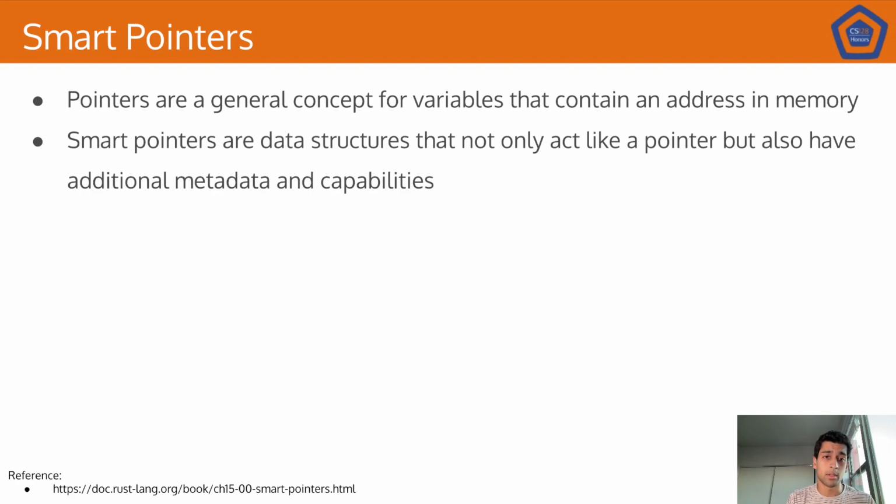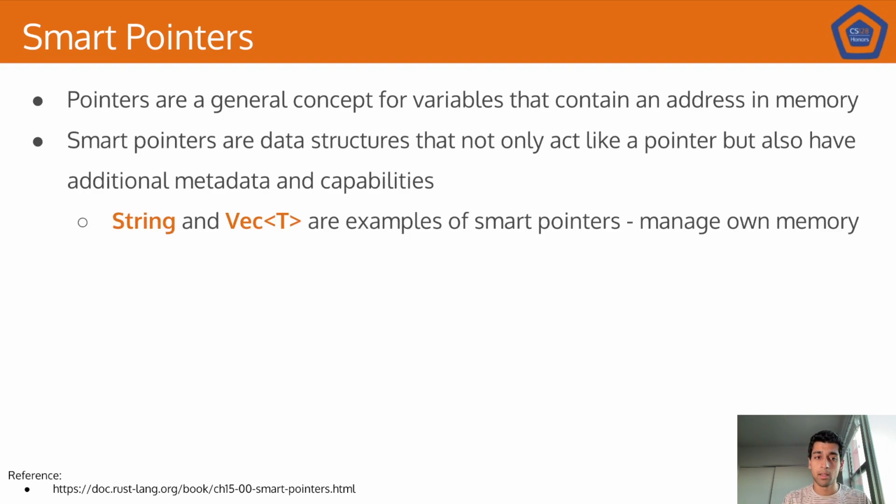And smart pointers are these advanced data structures that not only act like a pointer, but also have some additional metadata and capabilities. So what do we mean by this? Well, you've seen these before. String and vector are smart pointers. They manage their own memory. They are pointers to some place in the heap. They do some internal bookkeeping. They will allocate more memory for you if you add to the vector or add some characters to your string. And they have some metadata, like the string length, the vector length, and any additional information there.